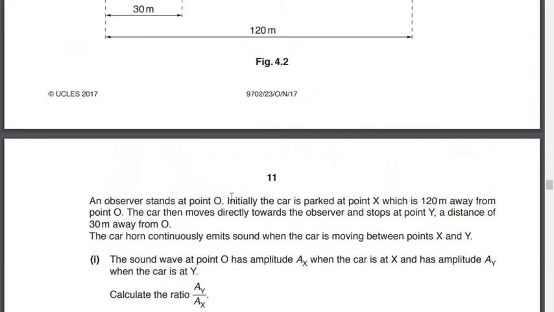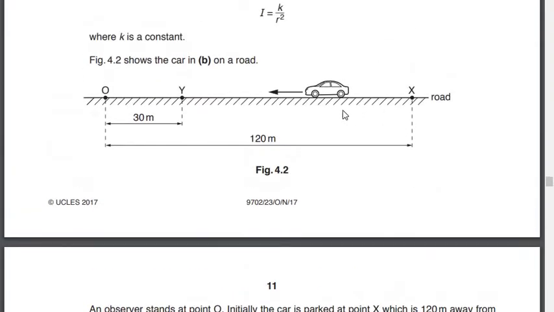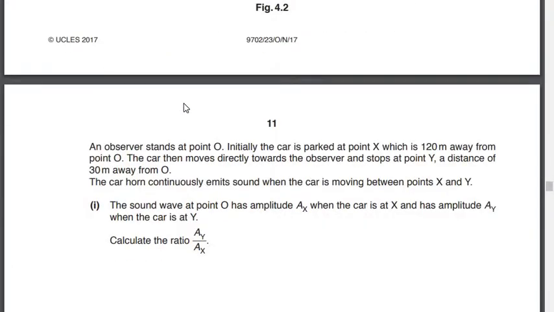An observer stands at point O. Initially, the car is parked at point X, 120 meters away from point O. The car then moves directly towards the observer and stops at point Y. So, it's moving towards the observer. It stops at point Y, a distance 30 meters away from O. The car horn continuously emits sound. Well, a Bengali driver, continuously emits sound when the car is moving between points X and Y.